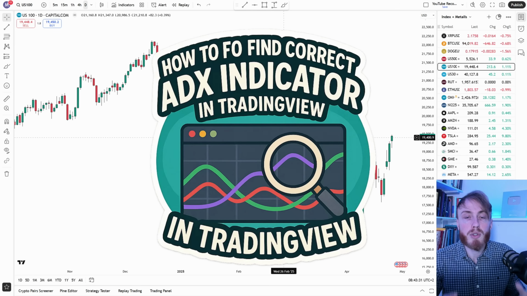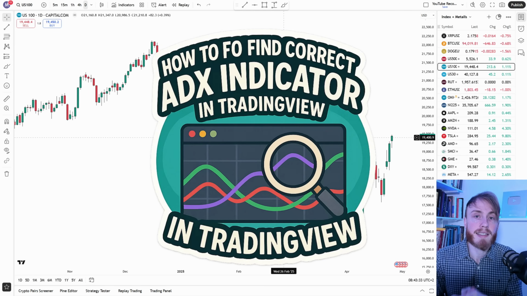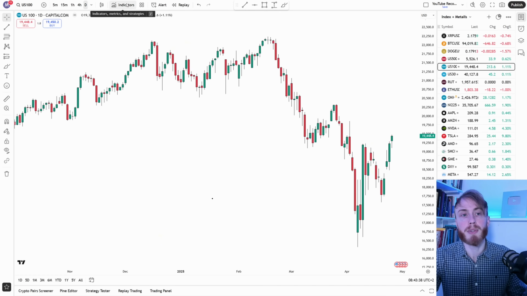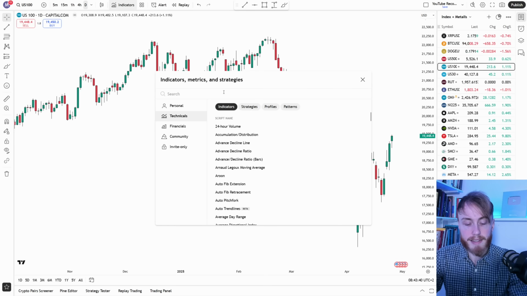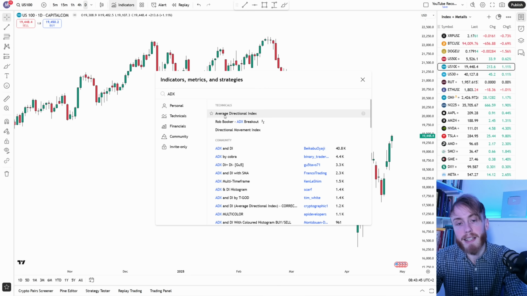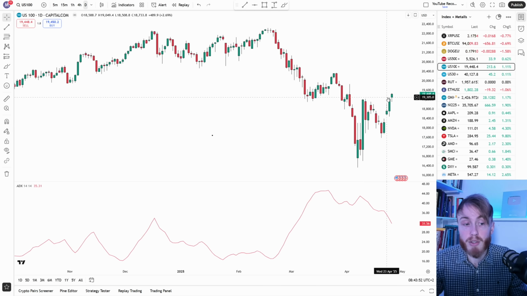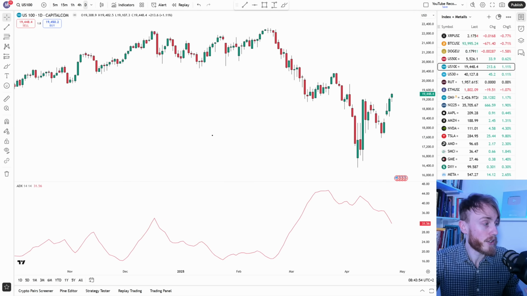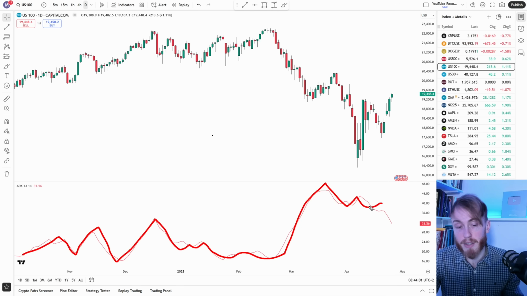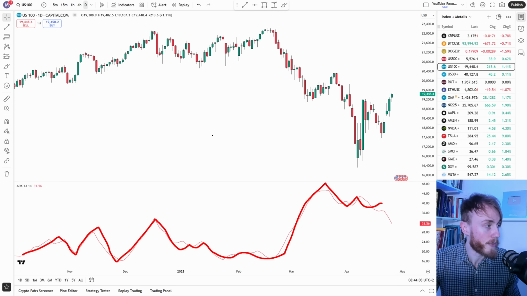But now, how do we find the correct ADX indicator in TradingView? Well, to do this, we first want to go up to the indicators tab, and then you want to search for ADX. And as you can see, ADX stands for average directional index, and it is this first indicator right here that actually is the normal ADX indicator. You can see that this one looks super simple. We only have a line. It looks like an RSI or just a one line indicator.